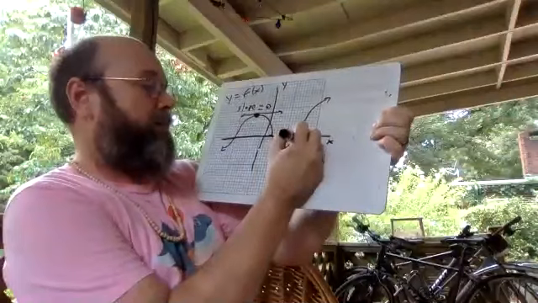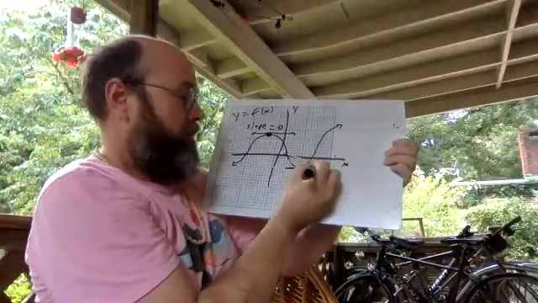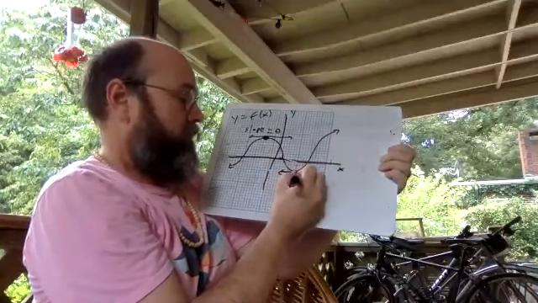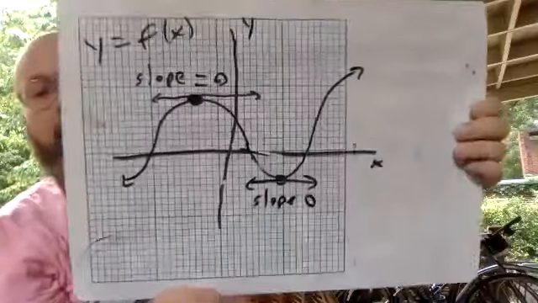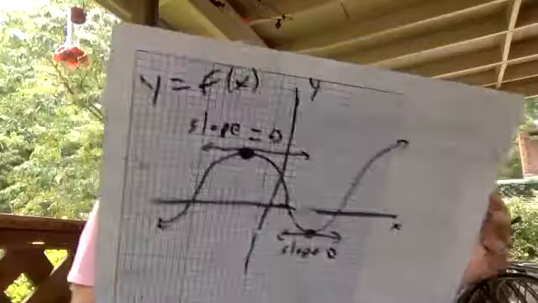Similarly, at the bottom of this curve, you come all the way down, riding your roller coaster, and it comes flat before it goes back up. So here also, the slope is 0. At that point, the slope of the tangent line to the curve, that's your roller coaster you're riding, is 0.